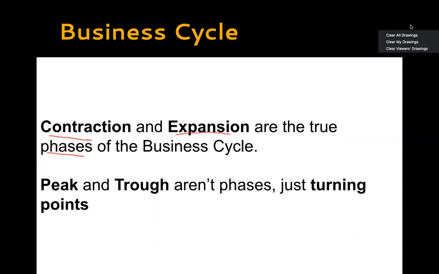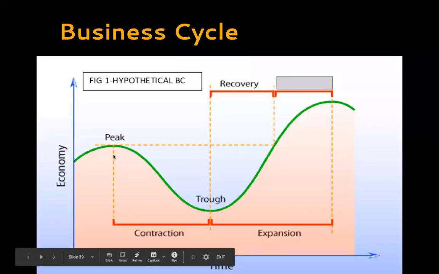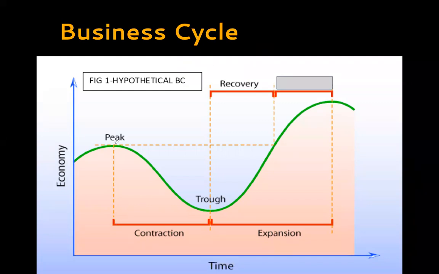So if we go back here for just a second, you're going to see what I'm talking about. This peak here is just a turning point. There's that peak, that turning point there. There's your trough, your turning point right there. This is where it stops going up and starts going down. This is where it stops going down and starts going up. That's the difference with the peak and the trough.